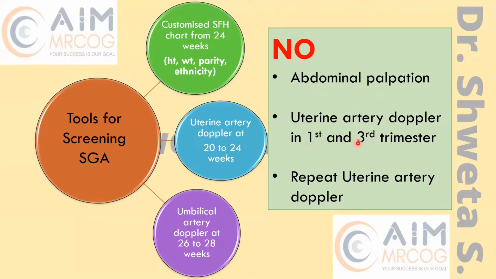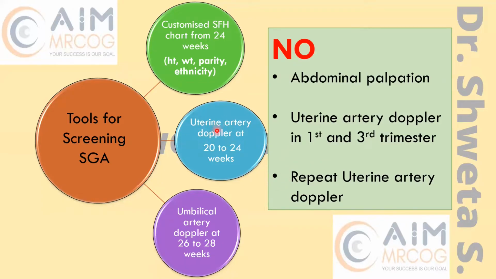Uterine artery Doppler in the first and third trimester, you will never choose. They will confuse you by saying uterine artery Doppler in the first or third trimester. You know that it is 20 to 24 weeks. You will never choose this. Repeat uterine artery Doppler, never choose in the option. They will confuse you by saying that the uterine artery Doppler was abnormal. So now what will you do? They will give you an option: repeat uterine artery.